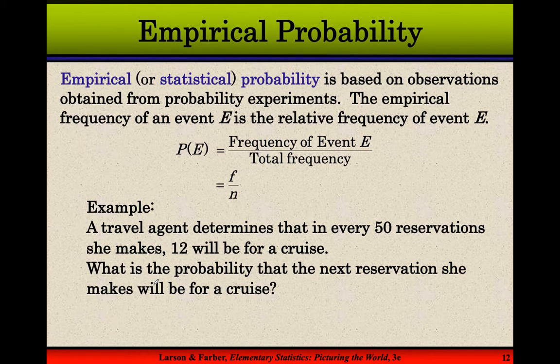So a travel agent, they used to have those. A travel agent would make plane bookings or cruise bookings for you. For every 50 reservations, 12 of those reservations will be for a cruise. So she observed that actual data. So what's the probability that for the next reservation she makes, it will be for a cruise? Well, based on what she knew from past observations, she's going to take 12, that's the frequency of event E, and divide it by 50 to get 0.24.